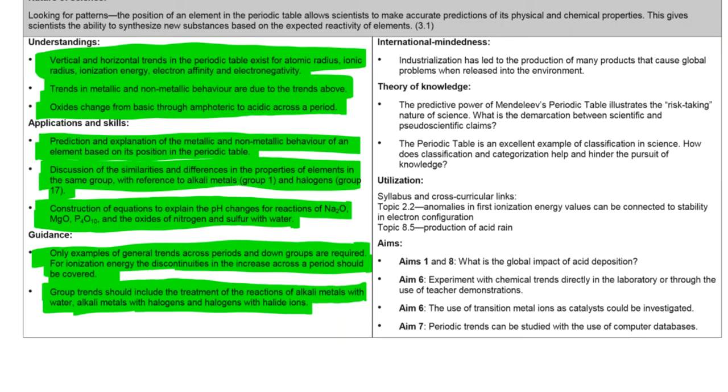Spoiler alert, they become more reactive down a group because alkali metals react by giving up an electron, and as you go down a group your atomic radius increases, so the outer valence electrons feel less attraction to the nucleus, and are more easily removed. So more easily it can bond with water, halogens, and halide ions, etc.